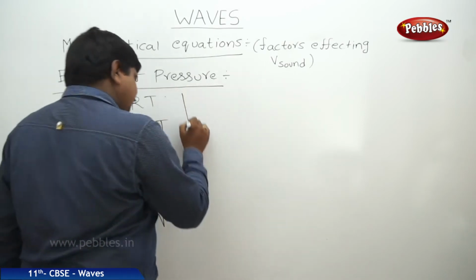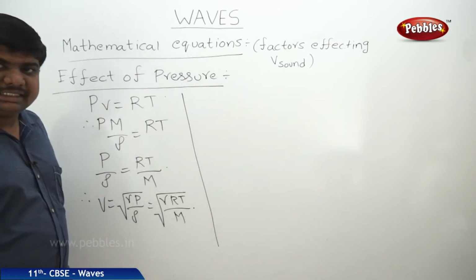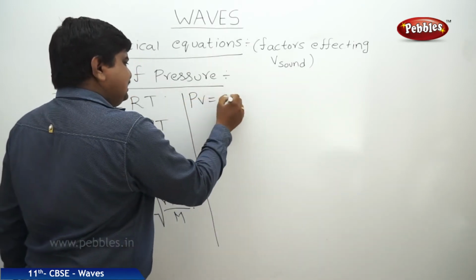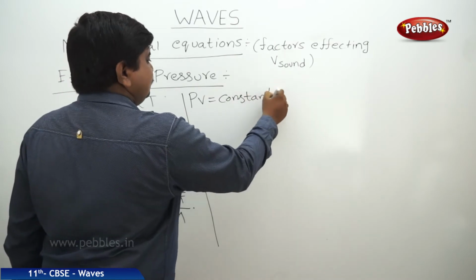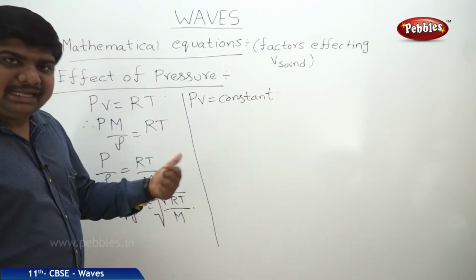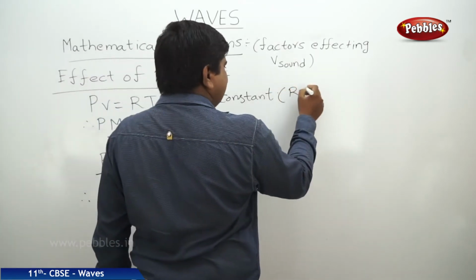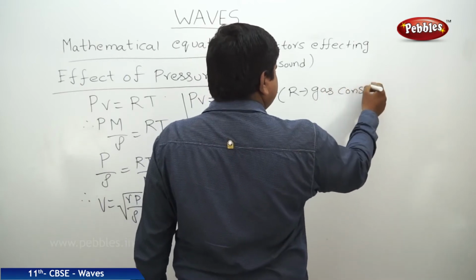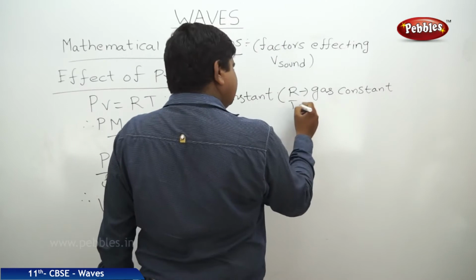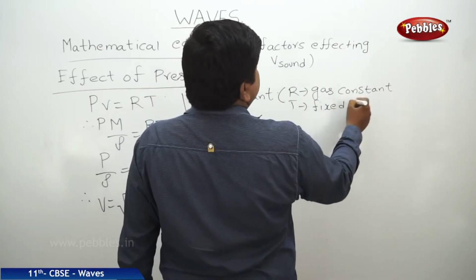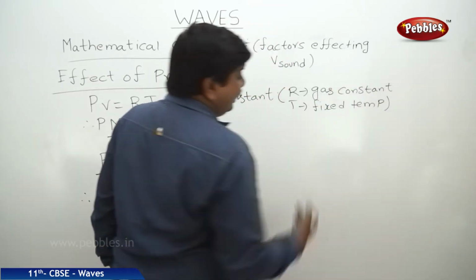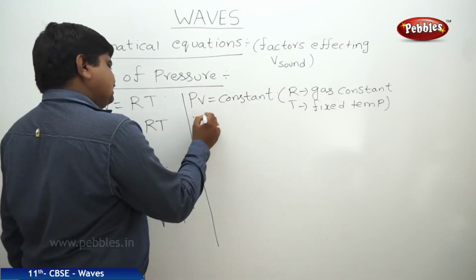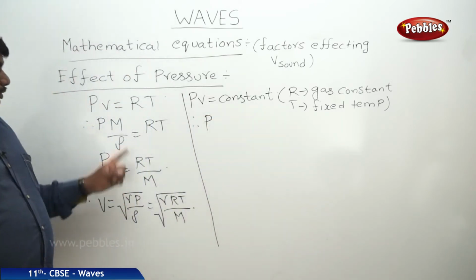And at the same time, what we can understand is it will be like this. PV is equal to constant, first of all. Let us suppose, because if R and T are constants, we know that R is gas constant, T is fixed temperature, let us suppose. So if R and T both are constants, we can say that PV is equal to constant. So P into, what is V? M by rho.